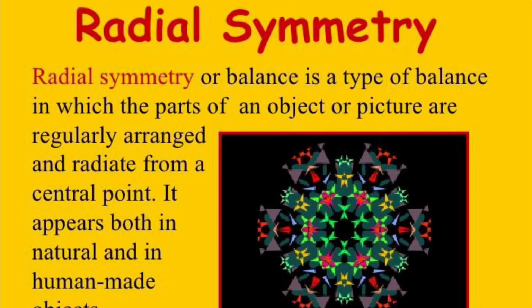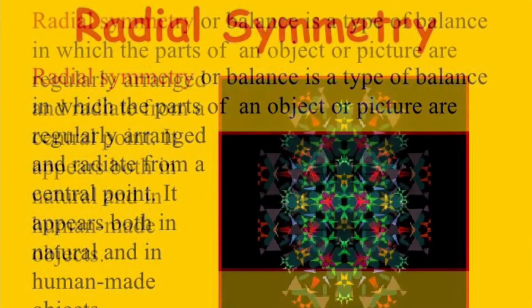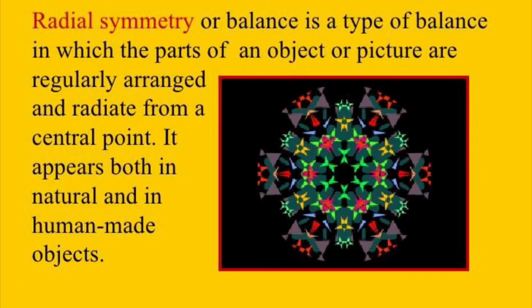Hi, fifth graders. We're learning about radial symmetry today. Radial symmetry, or balance, is a type of balance in which the parts of an object or picture are regularly arranged and radiate from a central point. It appears both in natural and in human-made objects.